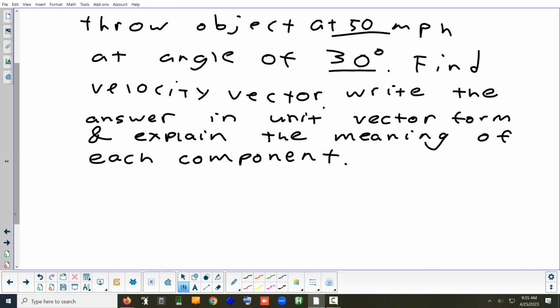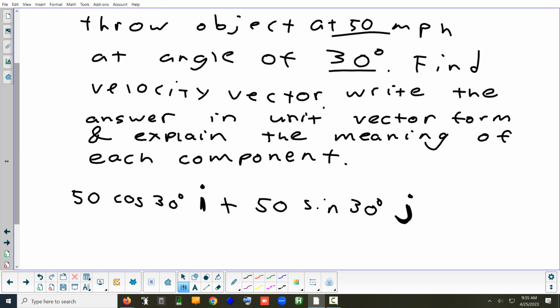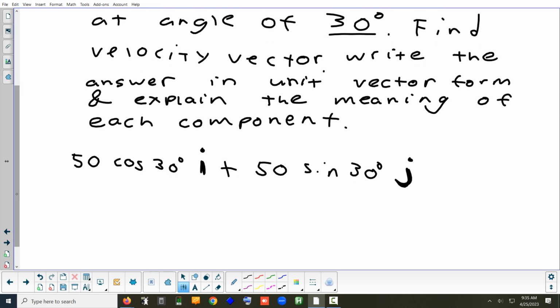The magnitude of 50. So 50, yep. And cosine of 30. Cosine 30. And what goes after that, so we know it's the horizontal? I put an i, plus 50 sine 30. Sine 30. Yep. Anything else? With a j. Okay, so figure out each of those numbers, and that is the velocity vector.